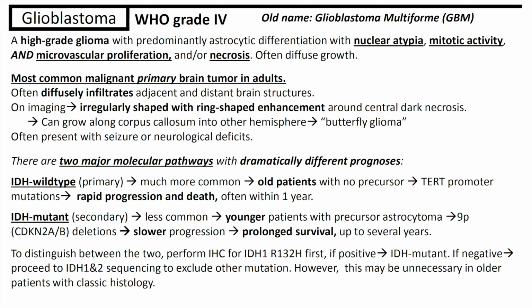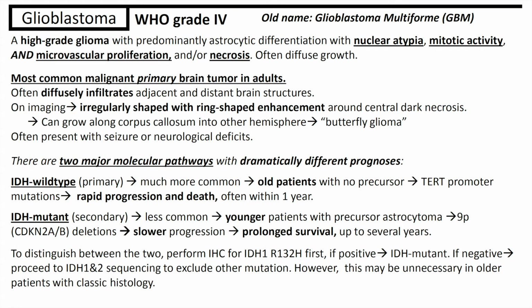And then there's also IDH mutant, which is the second molecular pathway, which is less common. Younger patients with precursor astrocytomas who have a 9p, CDKN2A or 2B deletion. This is going to be a slower progression with prolonged survival up to several years. So the IDH wild type actually has a worse prognosis and a quicker progression, whereas the IDH mutant has prolonged survival and a better prognosis.